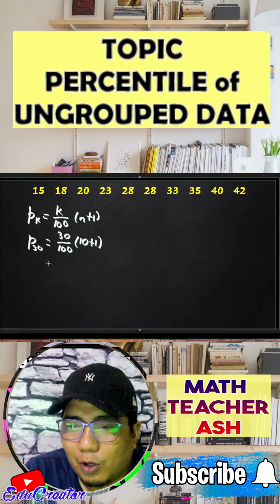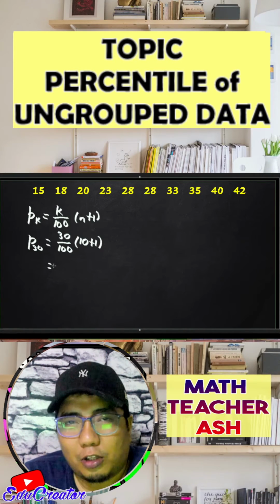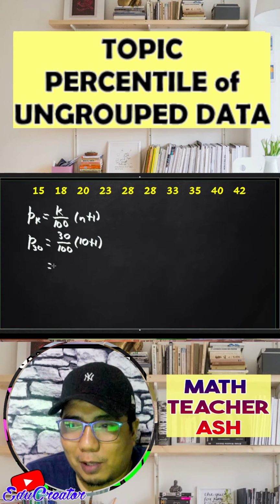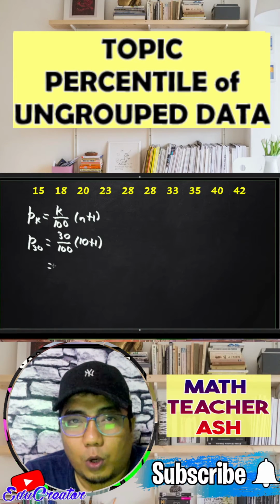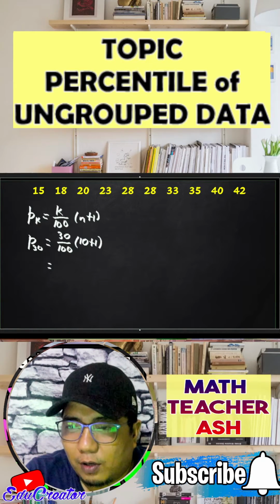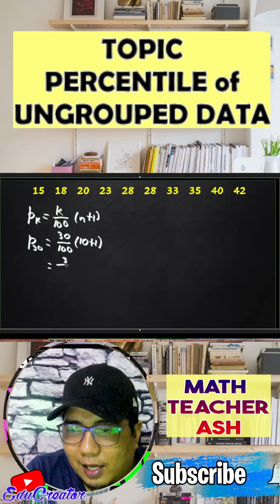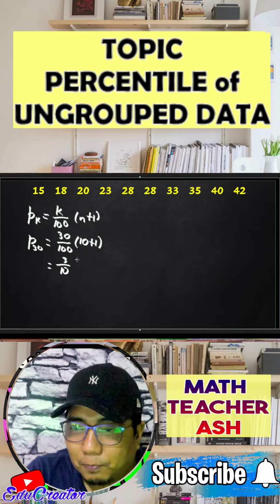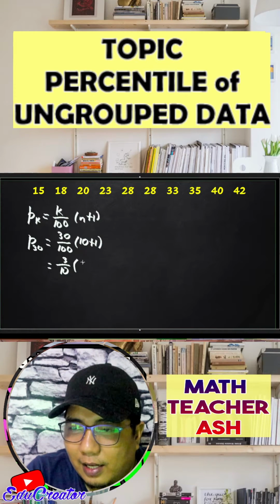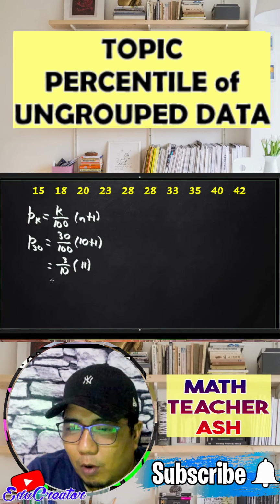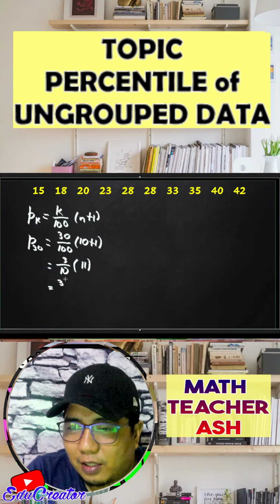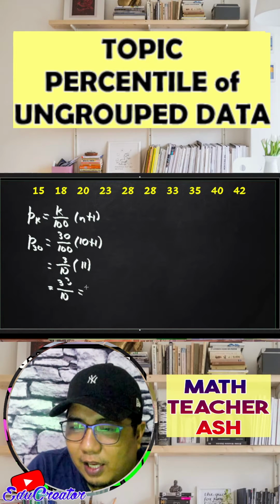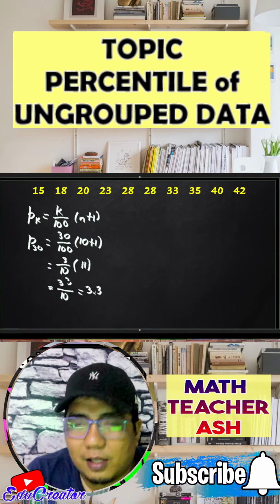So you can solve this by simplifying 30 over 100, and you can also simplify what is inside the quantity. 30 over 100 is just equal to 3 over 10. In this case, it is just the same as the decile rule. Then 10 plus 1 is 11. Multiplying, we have 33 over 10, and 33 over 10 is equal to 3.3.